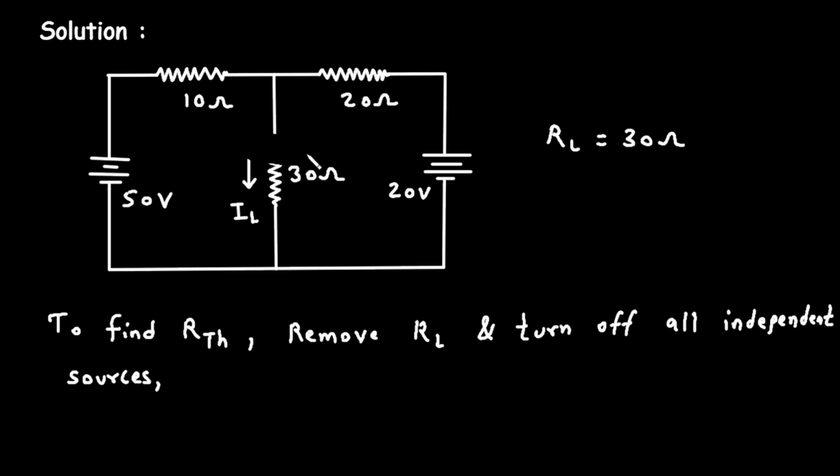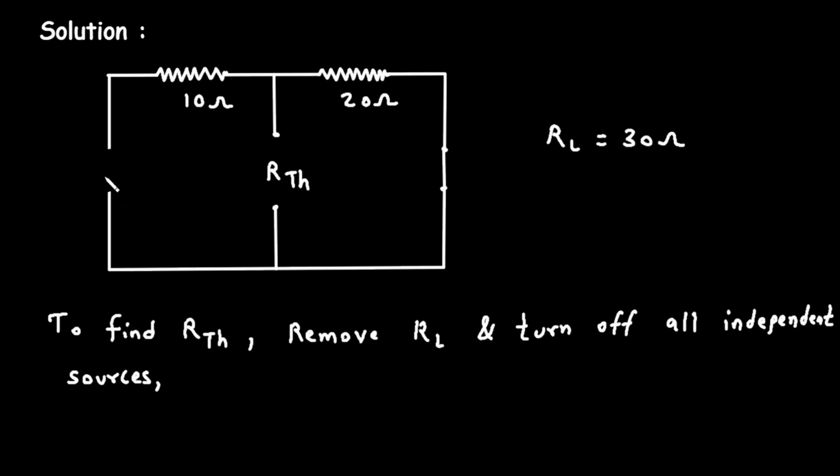So let's remove this RL from here. Now this will be our RTH. Between these two terminals, this will be RTH, that is Thevenin's resistance. And now we have to turn off all the independent sources. As we can see, this is an independent voltage source. When we turn off an independent voltage source, it will be replaced by a short circuit. Again, there is one more independent voltage source. When we turn it off, it will be replaced by a short circuit.